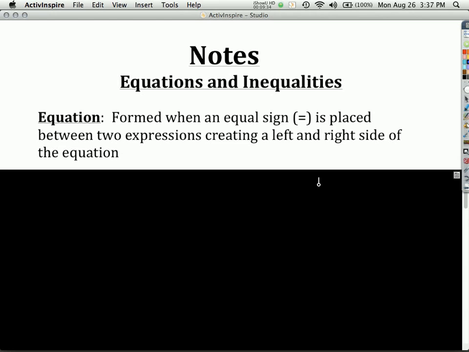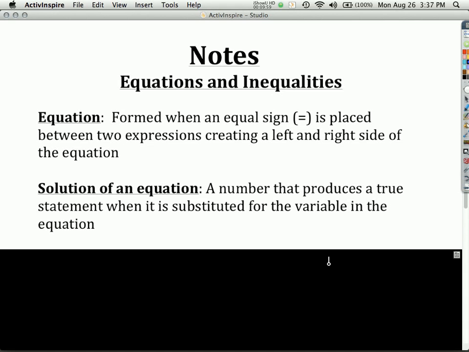An equation is formed when you have two expressions with an equal sign between them. And you create a left side and a right side. In the future, when we get to chapter 3, we'll be referring to left side and right side quite a bit. You should already be familiar with this. So the key to an equation is it's two expressions with an equal sign between them. A solution of an equation is a value that makes it a true statement when it's substituted for the variable. That's what a solution is.